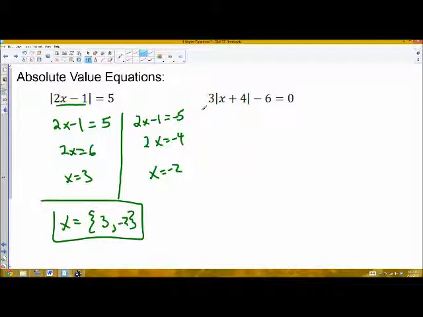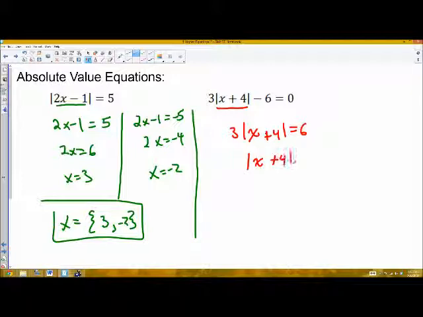For the other one, similar situation, I'm doing it in a different color. The only thing is that my absolute value is not yet isolated, so in order to solve it, I need to isolate it just like we did over here. So I'm going to bring the 6 over. You get 3 times the absolute value of x plus 4 is equal to 6, which tells me that the absolute value of x plus 4, when I divide both sides by 3, must be 2.